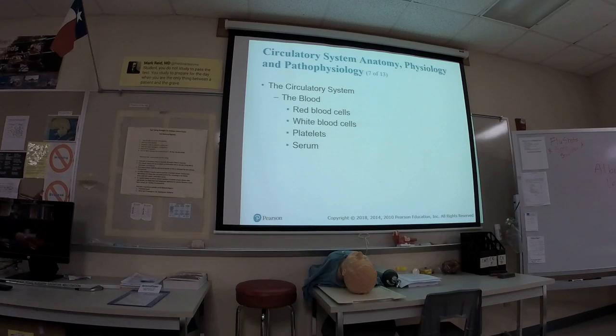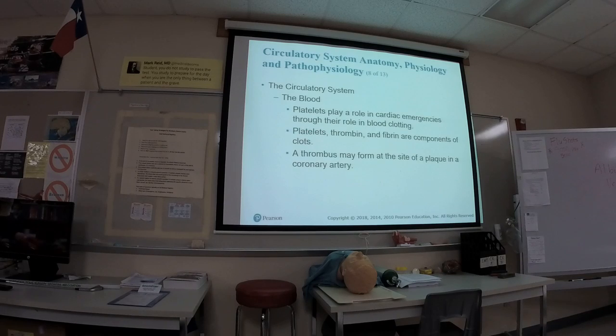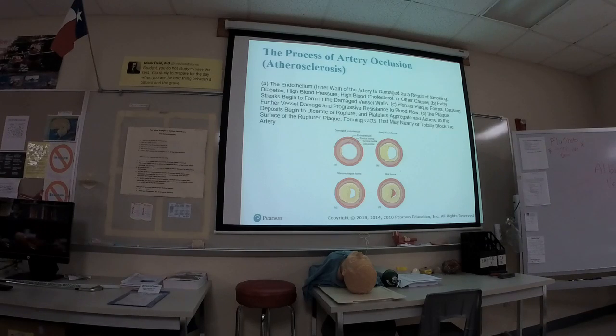Make sure that you are aware of the functions of the blood, the different types of blood cells, right? The plasma, the platelets, the white blood cells, the red blood cells. Make sure that you're aware of the function of those, okay? But where the problem starts is arterial sclerosis, this hardening of the arteries. And you've seen this before.